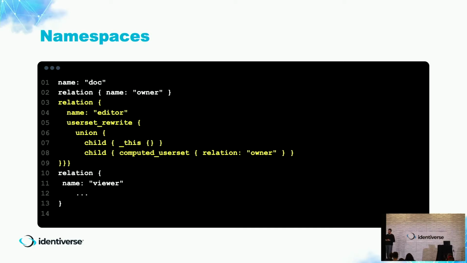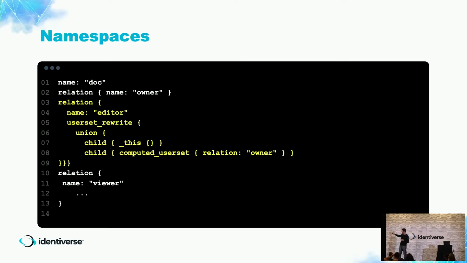The first thing that Zanzibar introduces is the concept of namespaces. You can think of namespaces as your authorization model. Namespaces define the types of object in your system, similar to classes, and the relations that those objects have to users and to other objects. For example, a document in Google Drive has an owner, like the person that created it, you can go change it. It has editors, and it has viewers.